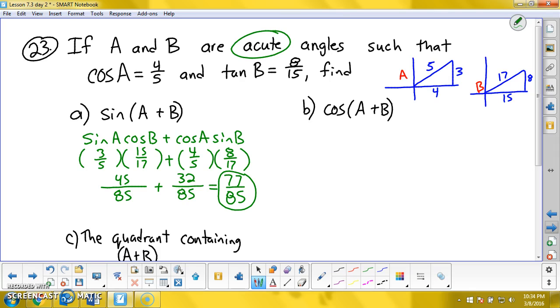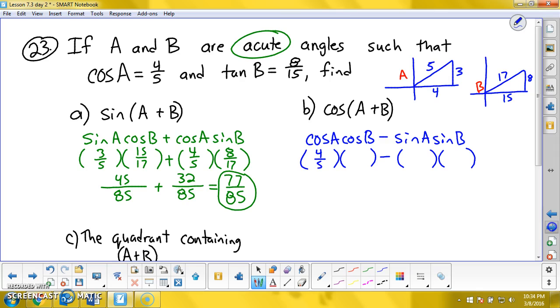Well, now for part B, it says find the cosine of angle A plus B. So to do that, we'd use the right identity: cosine of A, cosine of B, minus sine of A, sine of B. Now I'm going to need to plug in 4 values from these two triangles that we have. So cosine of A is 4/5. Cosine of B is 15 over 17. The sine of A is 3/5. And the sine of B is 8/17.